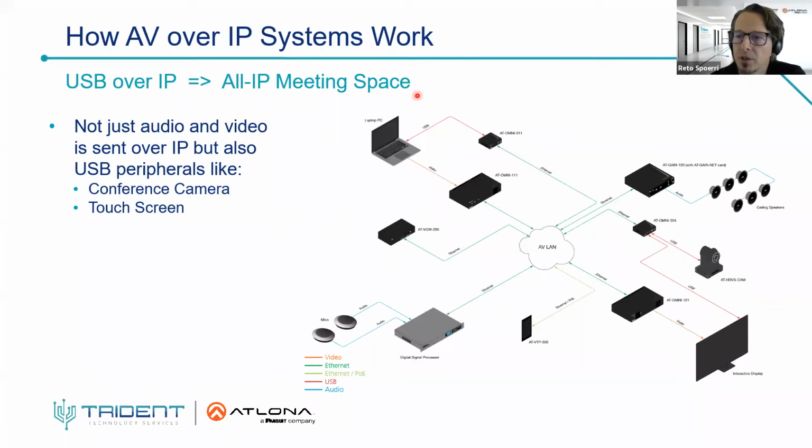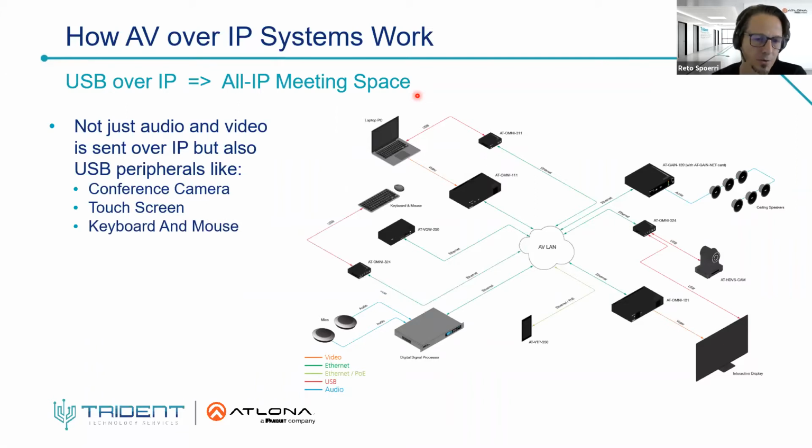Additional USB peripherals that you are certainly familiar with are keyboard and mouse. So in case the computer is somewhere hidden away in a sideboard, in a piece of furniture, you don't have access to its built-in keyboard, but then you can just use a keyboard and mouse that is available on the meeting room table.